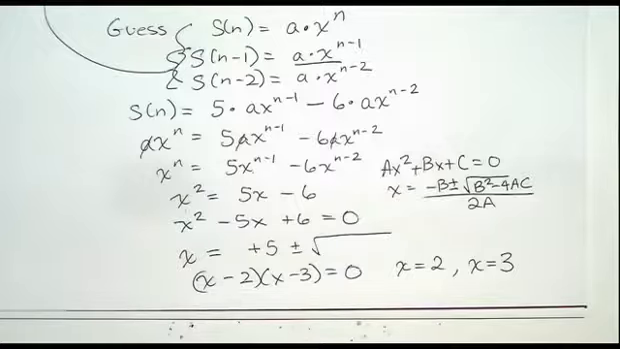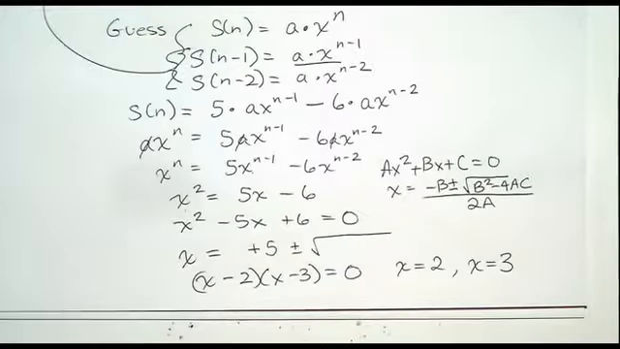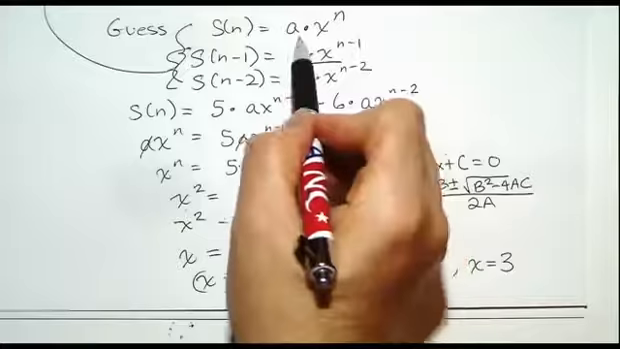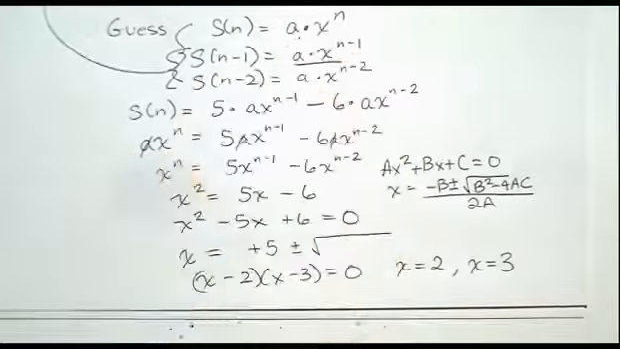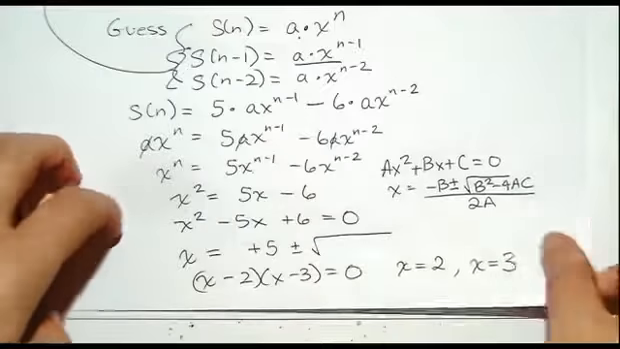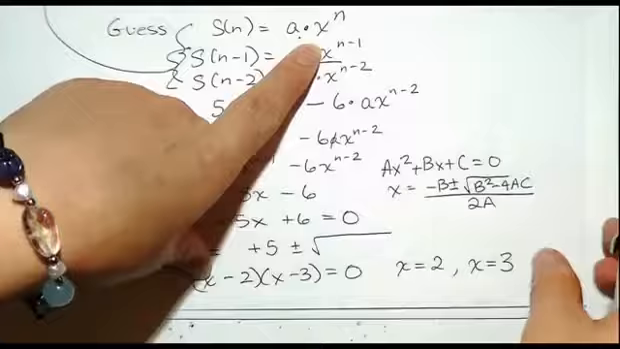Okay, so does this match with our original assumption? If x has two values, this isn't quite right, because this only has one value for x. So I need to fix my guess. But it's really close. So all I need to do now to fix it is make it the sum of two of these.